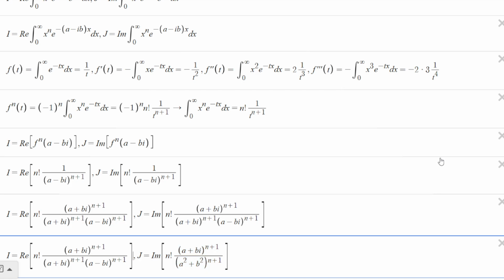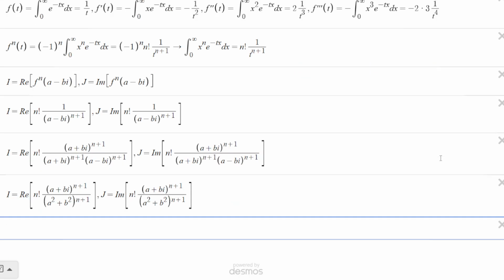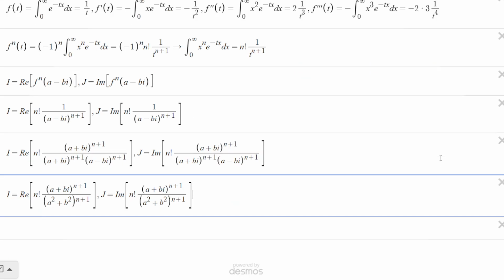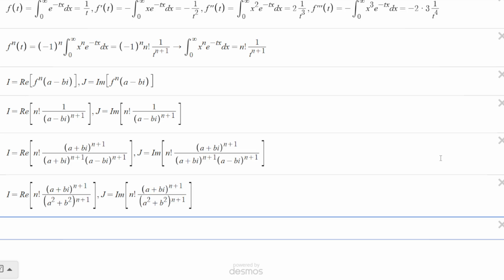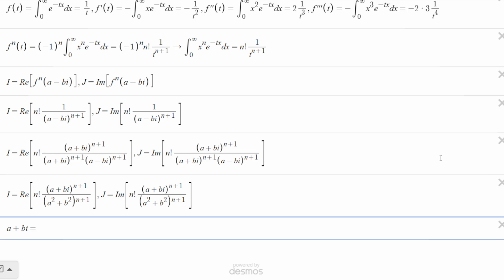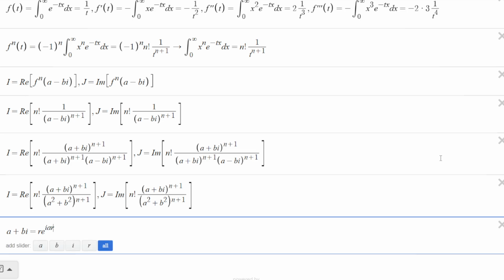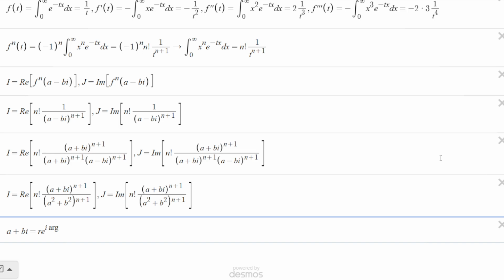All right. I hope you guys are following along. So now the only part that's causing me a problem is this a plus bi to the n plus 1. So let's work out a plus bi. Any complex number in that form is equal to the magnitude r times e to the i argument. Okay, but I don't like writing it like that.